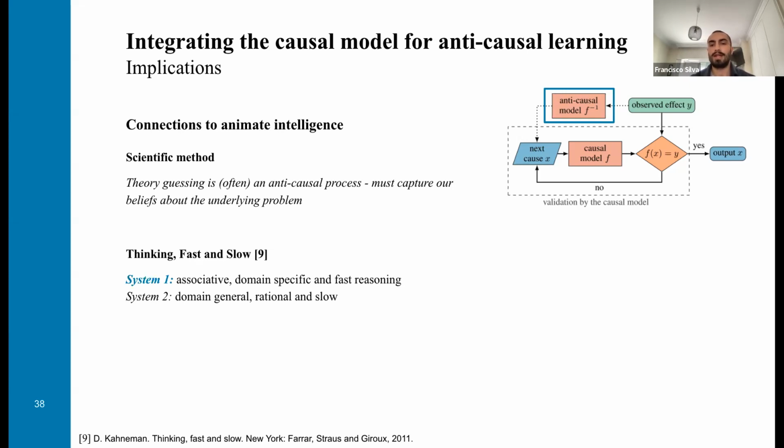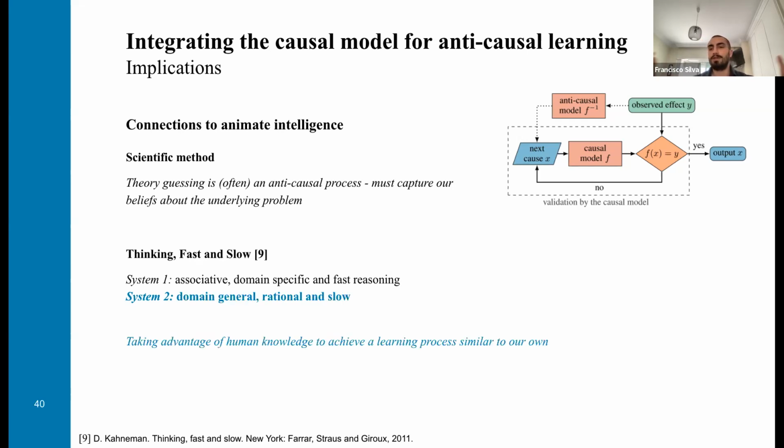And also we see connections with the two modes of reasoning that are presented in the book Thinking, Fast and Slow. System one, which is associative and domain specific, the one from which we can expect weak generalization power. And we can match this system with the anti-causal model that we are referring to in our loop. And system two, which is the rational one, with strong generalization abilities, that we can match with the causal model.